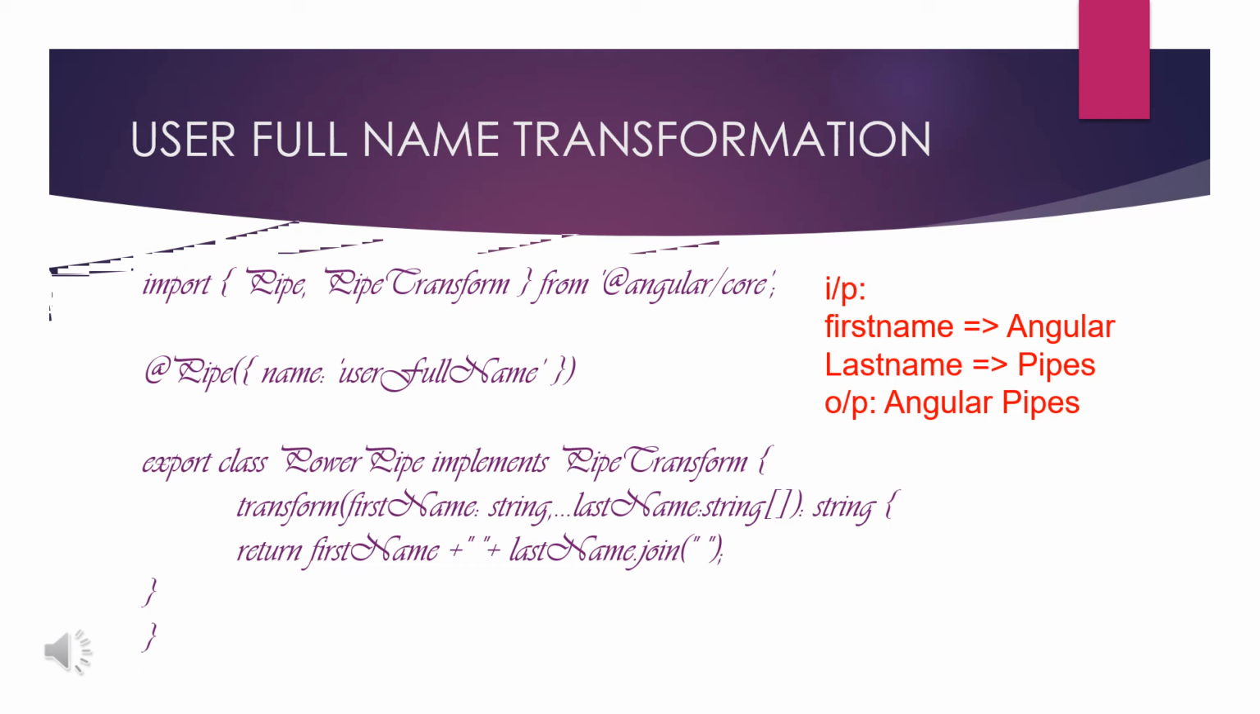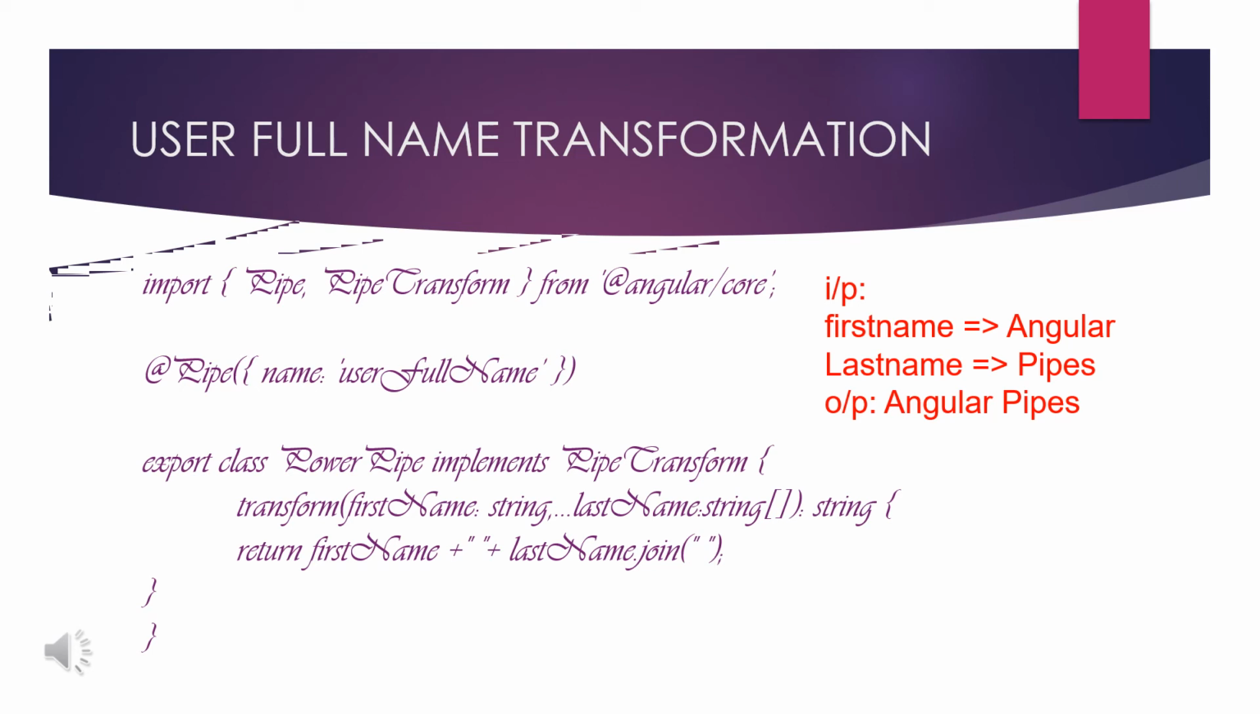Okay, so what I am doing here now is returning first name combined with the plus symbol and with a space, and last name with a join query space. So for the input, I'm giving first name as Angular and last name as pipes. Okay, so the output will be Angular space pipes space. Okay, so that will be the output. That's how it is working. So for string manipulations also you can use it.